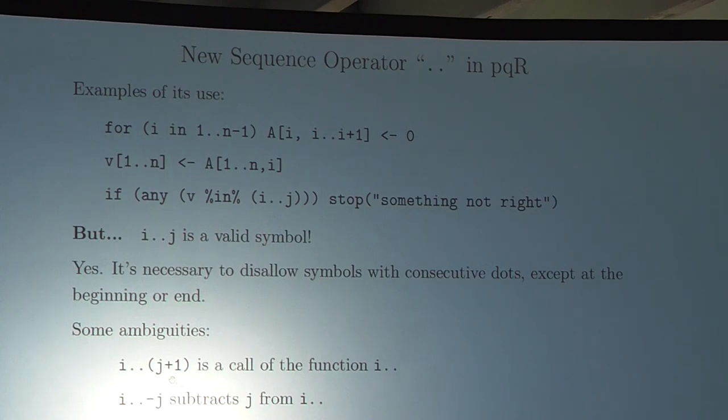There would be no ambiguities at all if one also disallowed dot dot at the end of an identifier. Then these wouldn't be ambiguous, but unfortunately dot dots at the end do get used. In particular in ggplot2, people do things like ..count.., which is unfortunate from this point of view.